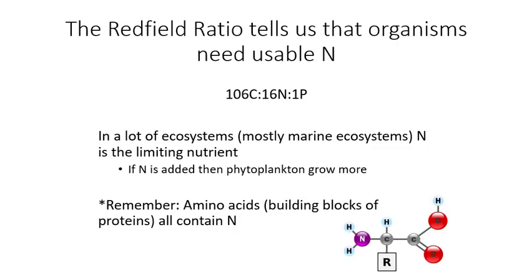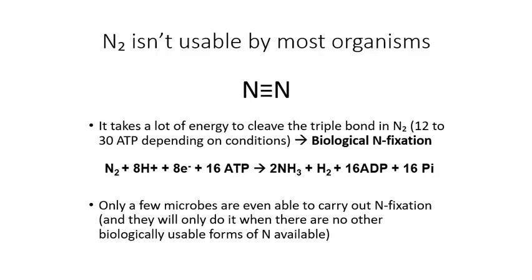Recall that the Redfield ratio tells us the molar ratio of carbon, nitrogen, and phosphorus in microbes, and based on this, we know that organisms need nitrogen. Nitrogen is found in amino acids. In a lot of ocean systems, usable forms of nitrogen can often be limiting, meaning that if there was more nitrate or ammonium available, then phytoplankton would grow more and the system would be more productive. So I said if there was more nitrate or ammonium available, then organisms would grow more.